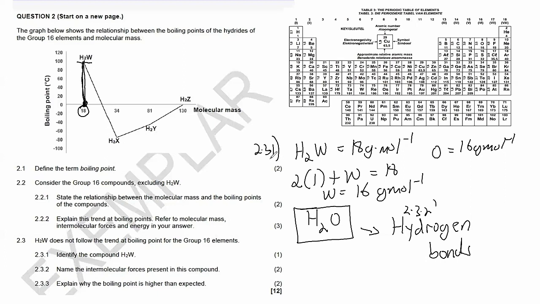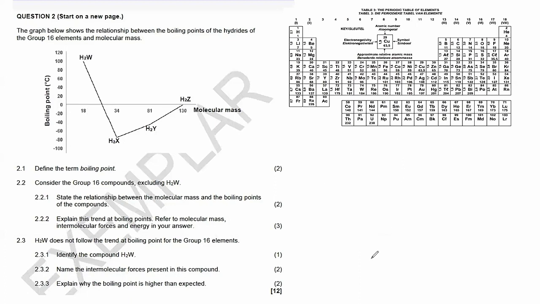Okay. Now, 2.3.3 says explain why the boiling point is higher than expected. Why is the boiling point higher than expected? Now, since we have identified that this is H2O, the oxygen is now out of the picture. So if we look at this 34, this must be H2S, and then it must be followed by all of these here, up until we get to the one that has 130 molecular mass. So looking at your periodic table now, it is easy to identify which is which here, right?